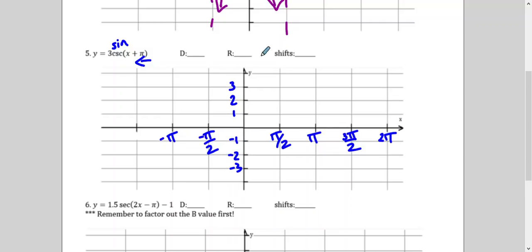Alright, so sine is the helper function, and sine's going to go midline, up, midline, down, midline. And then the cosecant will have an asymptote where sine hit the midline. And I'm going to flip the curves.